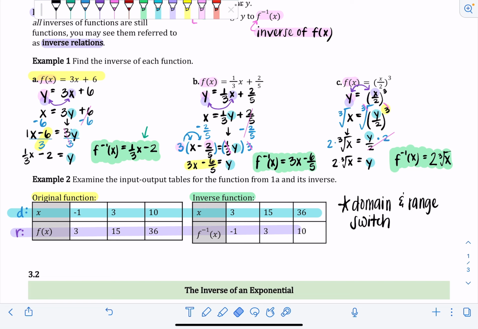Okay, so one more time, anytime you have an original function and its inverse, the input and the output values will switch, their domain and ranges swap. So an example would be (-1, 3) became (3, -1).